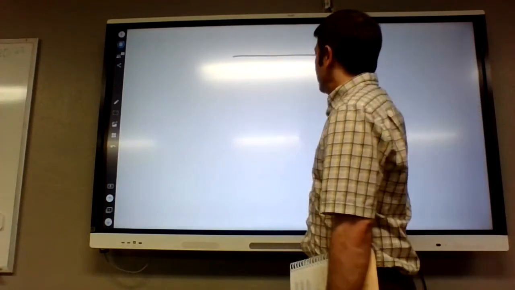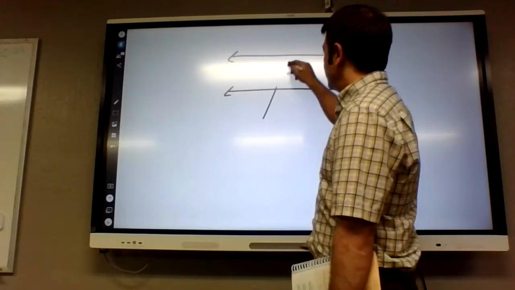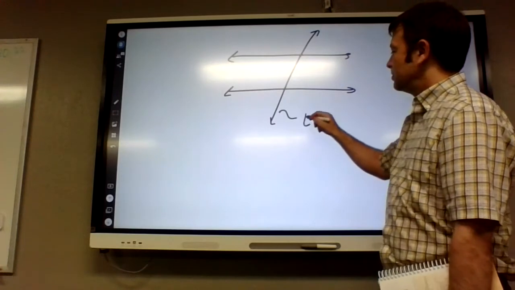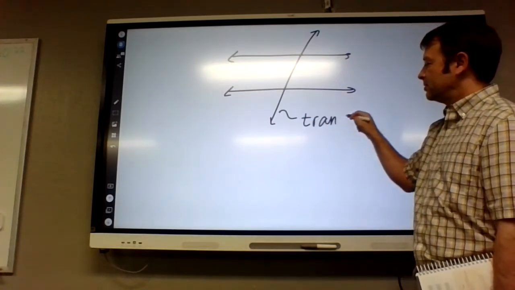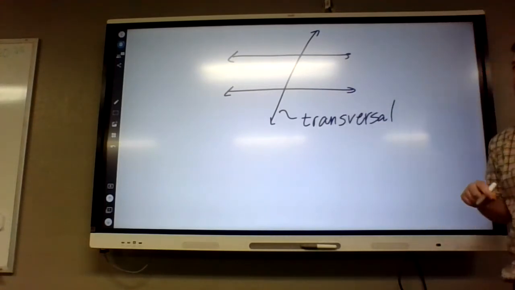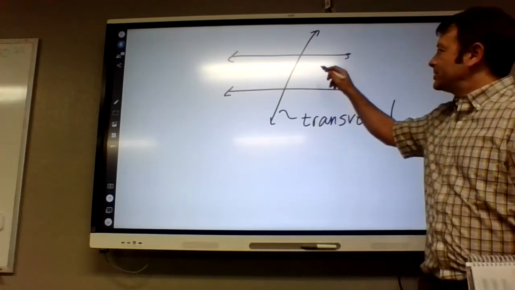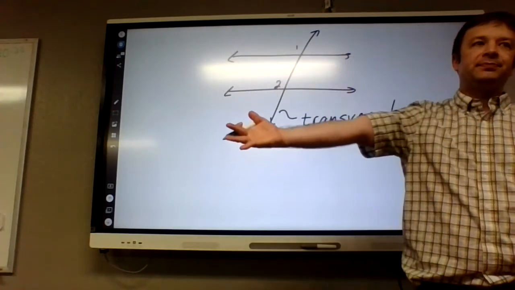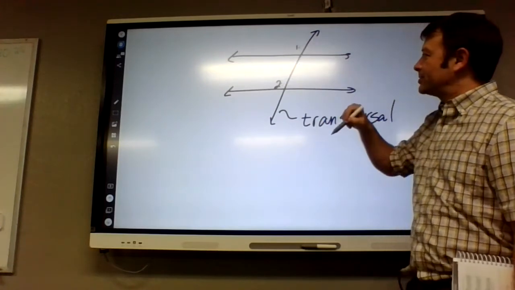All right, what was the line that crossed the other two lines called? You guys remember? Transversal. Yeah. Okay. And we learned all kinds of things like, what do we know about corresponding angles? Like 1 and 2 are what? Congruent. Okay, you can kind of tell just by looking at the picture that they're the same, right?